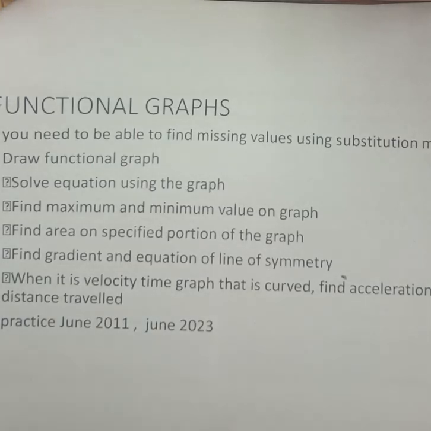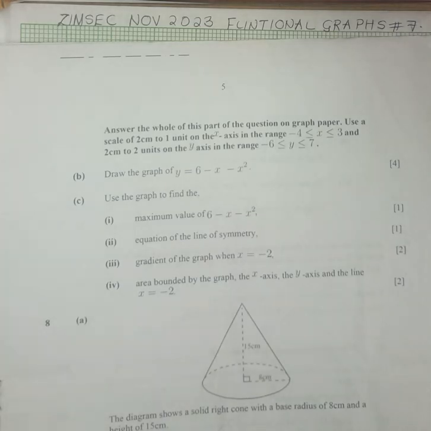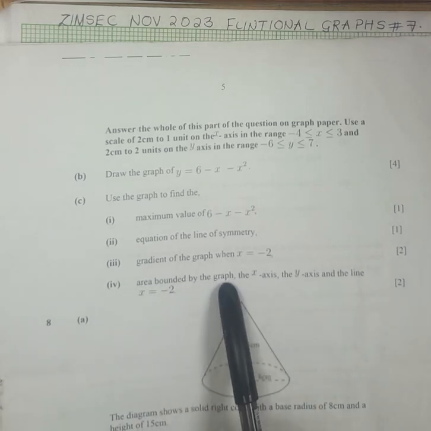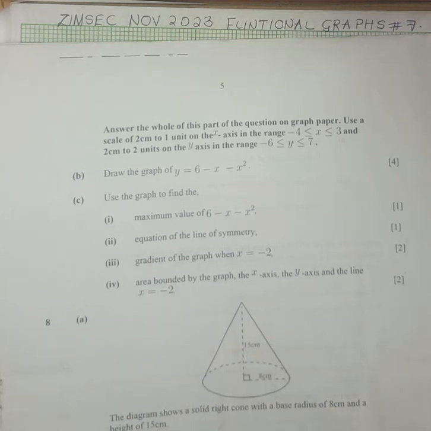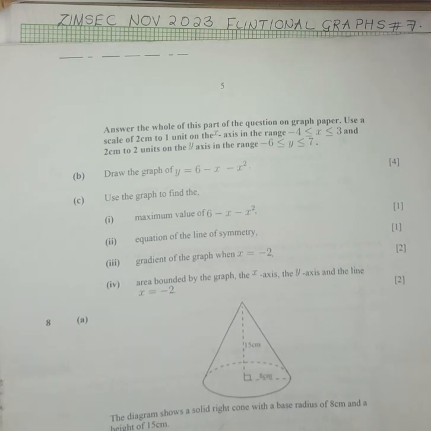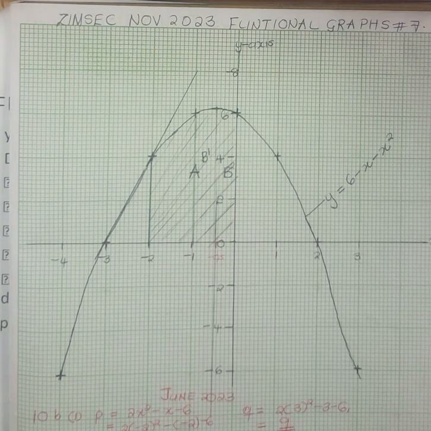You will see a question on finding the area on a specified portion of the graph. So let's say the graph is curved. You need to come up with trapeziums and you add the areas together in order to find the area. For example, in November 2023, it was saying find the area bounded by the graph, the x-axis, the y-axis, and the line x is equal to minus 2. So you need to pay attention to see the area you are supposed to find, right? The portion that you are supposed to find the area of.